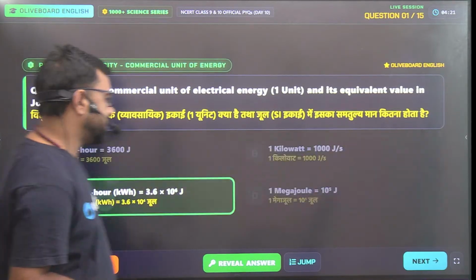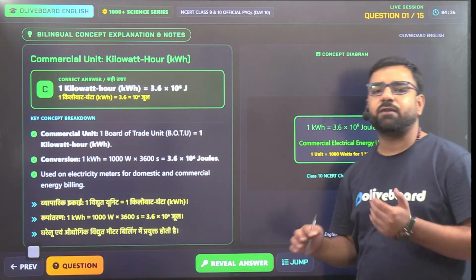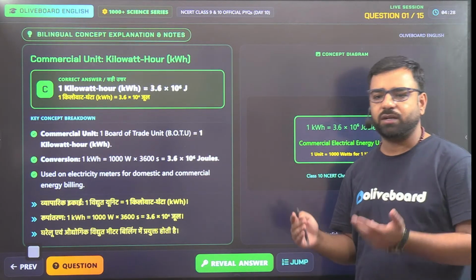So Ankita was going with C. I'll also go with C. So that is the conversion here itself. Yes, after the class, I'll share this PDF. You can revise it from there.